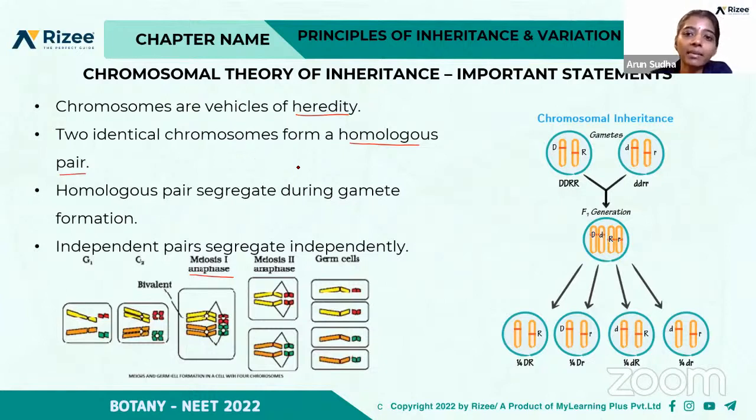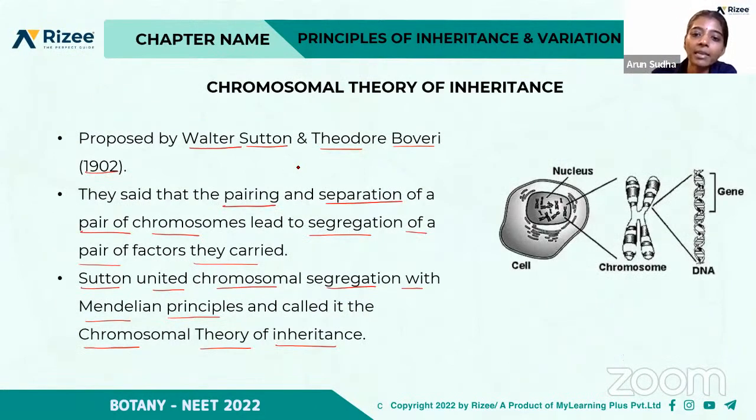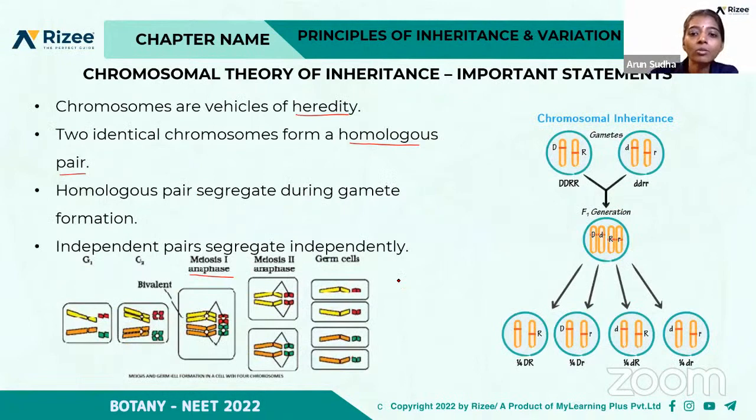That is, they linked the chromosomal inheritance. They united the chromosomal segregation, or the separation in the formation of gametes, with Mendelian principles. Okay, so this shows the formation of the germ cells, that is how the independent pairs separate and form the gametes.